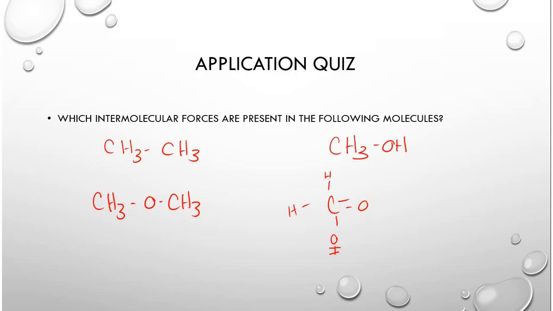Okay, so we absolutely know for this guy, which is just ethane, London dispersion forces. Every molecule has London dispersion forces. It doesn't look like it would be polar because this is going to be equal to that. It should cancel each other out. So we should be good there. What about this guy?